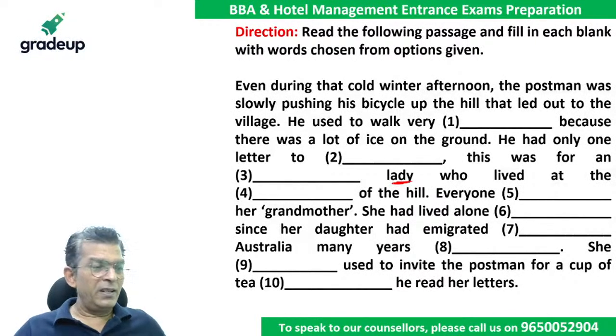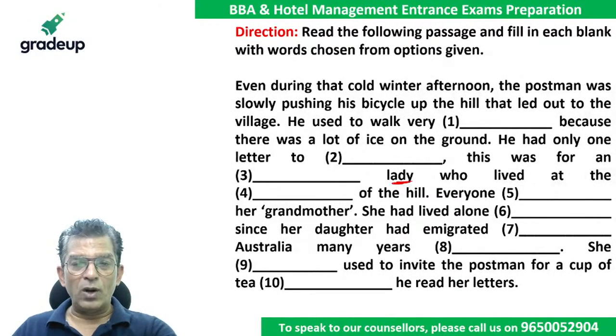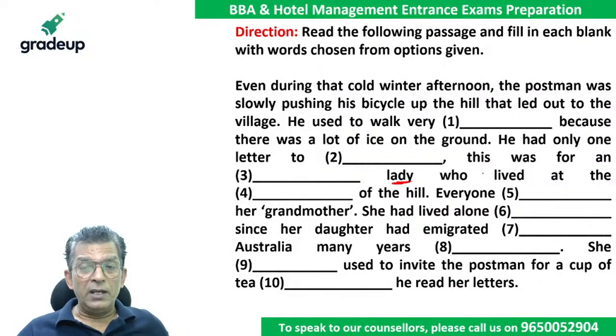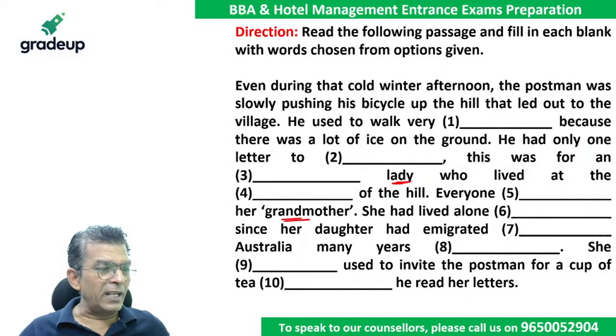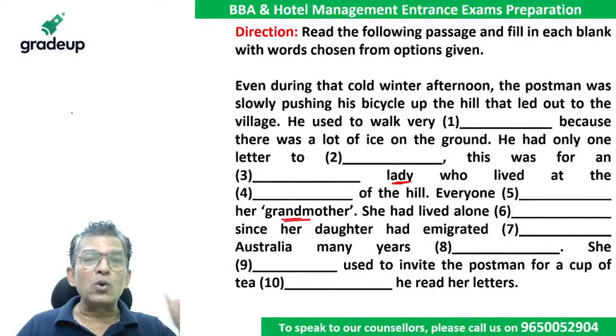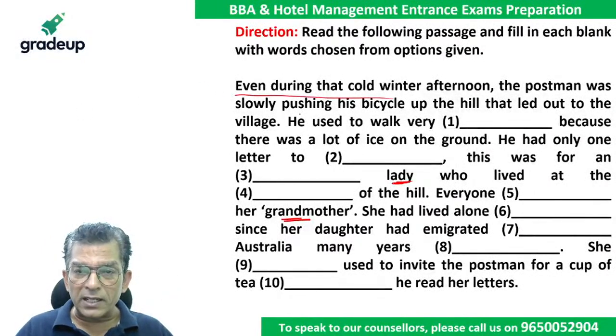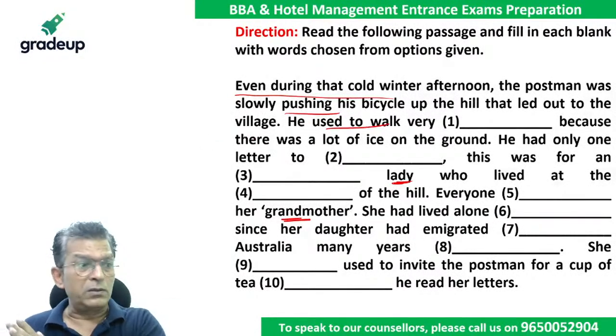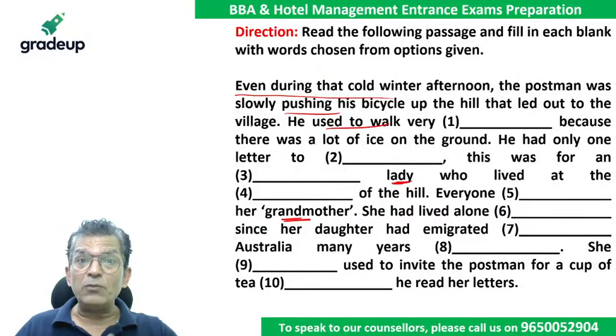Okay, now tell me. Yes, now tell me what do you think is going to be the best word for the third one? This was for a dashed lady who lived at the dash of the hill. Old lady. So this must be an old lady because you see grandmother is written in the next one. So what I'm saying is if you don't get the clue, मान लो तुमको clue नहीं मिल रहा है. Sir, I'm reading this sentence, but I'm not getting the clue. You go ahead and read furthermore. You read till the time you don't get clue.